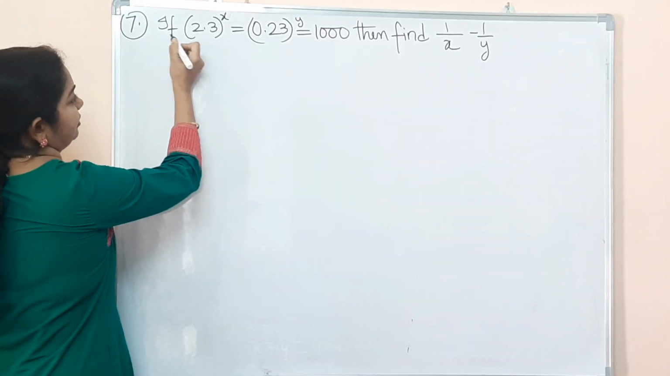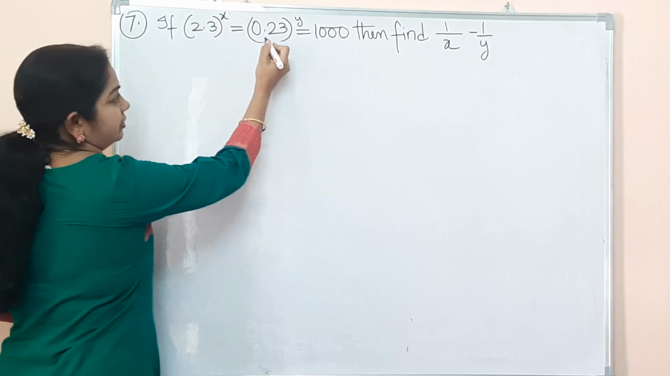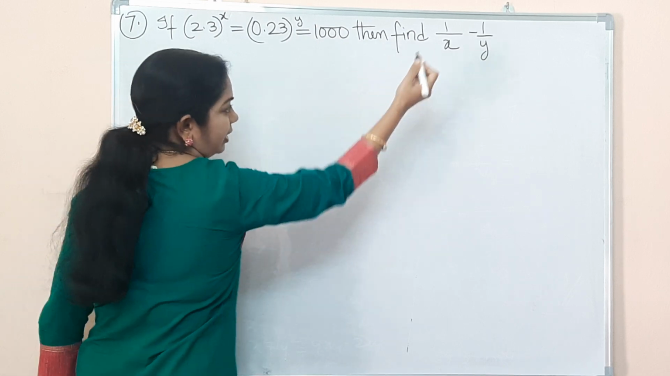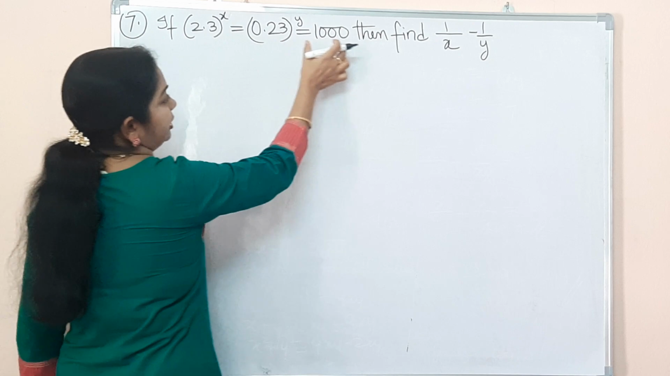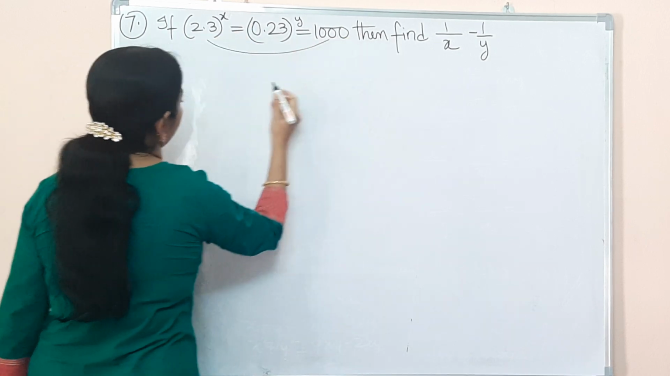Now the 7th one: if 2.3 raised to the power of x equals 0.23 raised to the power of y equals 1000, then find the value of 1 by x minus 1 by y. Now these three are equal. First let me take one of these equalities.